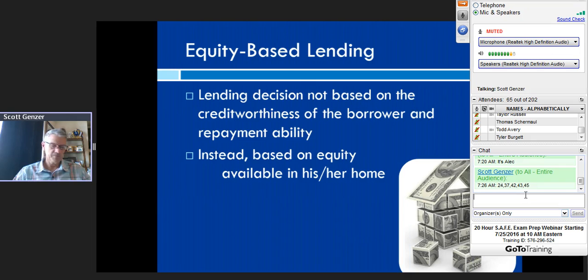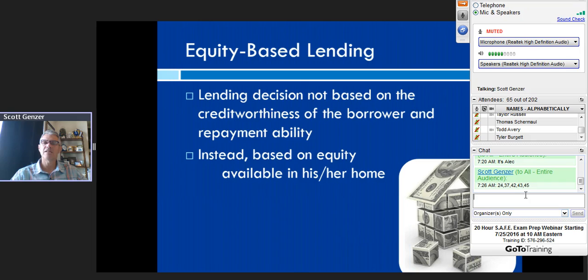What else did TILA do? Well, in 94, Congress amended TILA with the adoption of HOEPA, Home Ownership and Equity Protection. So it was the first anti-predatory lending law, and we've changed HOEPA a few times over the years. All right. Most recently, in 2008, we created a ban on equity-based lending.